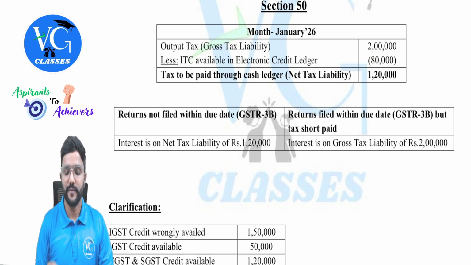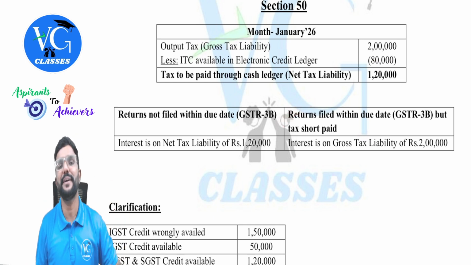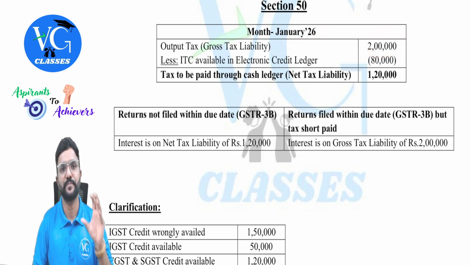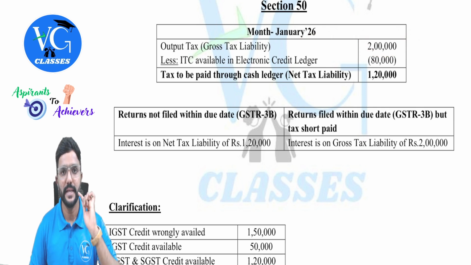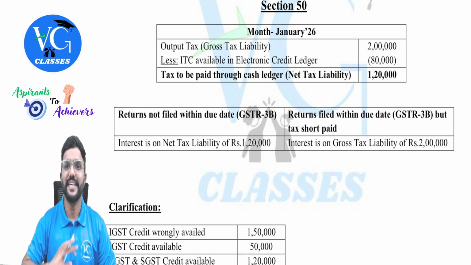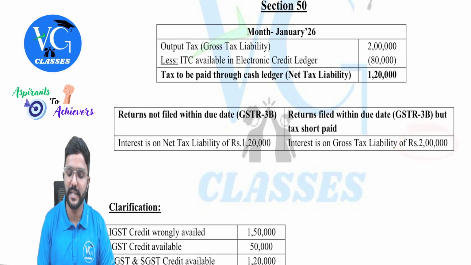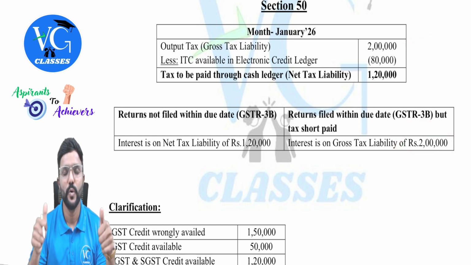Okay. Sir, what if return is already filed, but there is a short payment of tax? For example, I already paid 5 lakh, but still there is a short payment of 2 lakh output tax. So in that case, check how much ITC is there. How much amount has to be paid through cash ledger? 1,20,000. But still, interest will be calculated on gross tax liability. There is a delay in payment of tax or there is a short payment of tax, but return is already filed. So in that case, interest would be levied on the entire gross tax liability, that is 2 lakh, guys. Hope you understood. Hope it is clear for you.